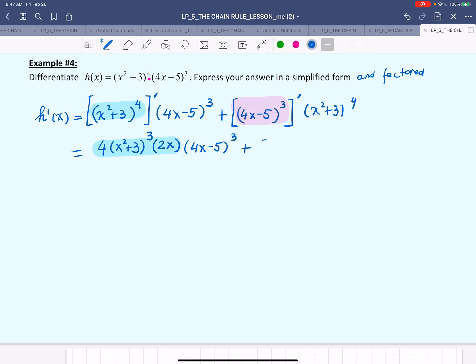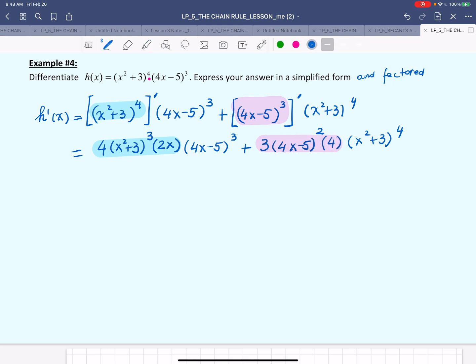Plus, now we are differentiating this. So we have a chain again. The chain is we have a power of 3, and then you have an inside function 4x minus 5. So you start with 3 times (4x minus 5) to the power 1 less than 3, which is 2. And then multiply by the derivative of the inside, which is the derivative of 4x minus 5, which is 4. And then multiply with the other factor. So all we've done here is differentiate (4x minus 5) to the power 3.